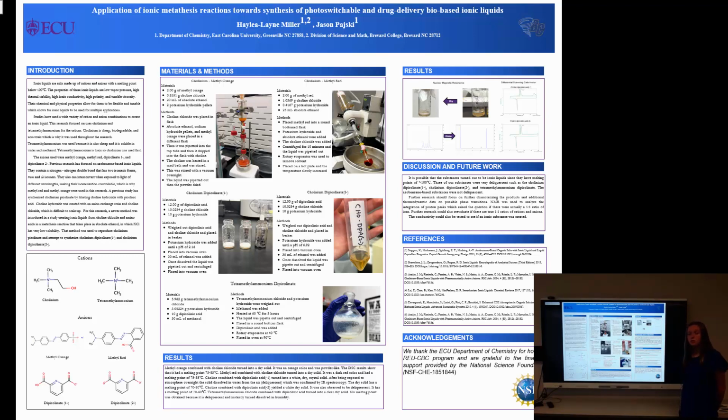NMR was used to look at the integration of proton peaks to see if there was a 1-to-1 ratio, and this raised a question of whether it was an actual 1-to-1 ratio. So I would like to further look at that. Further research could also test the conductivity to see if there is actually an ionic substance.